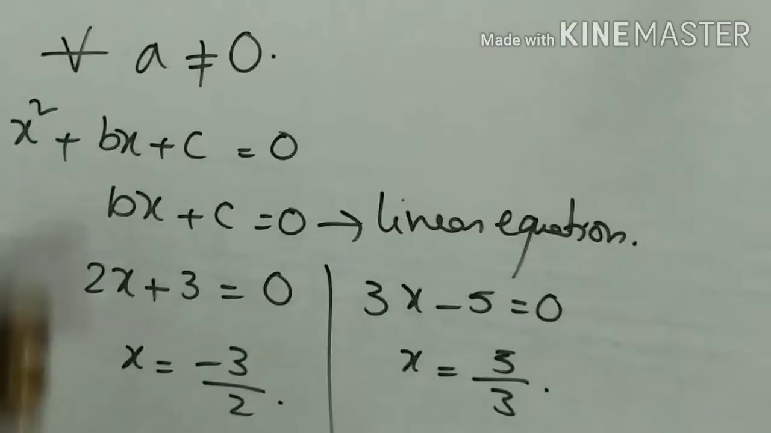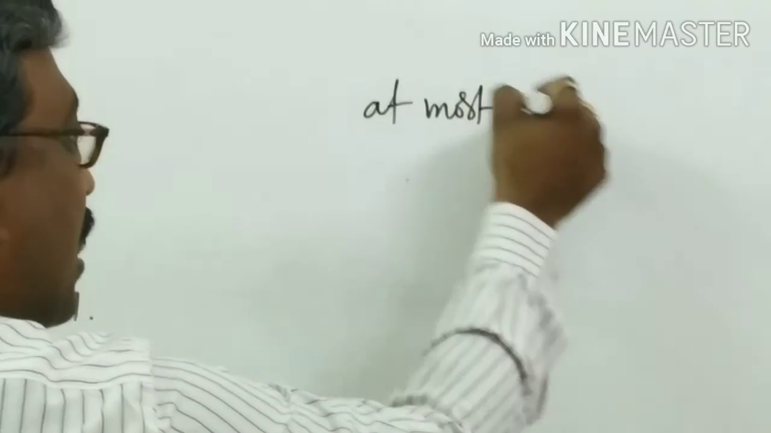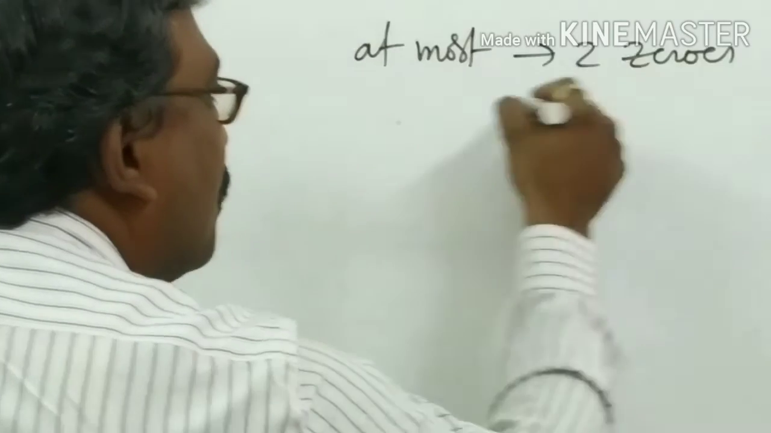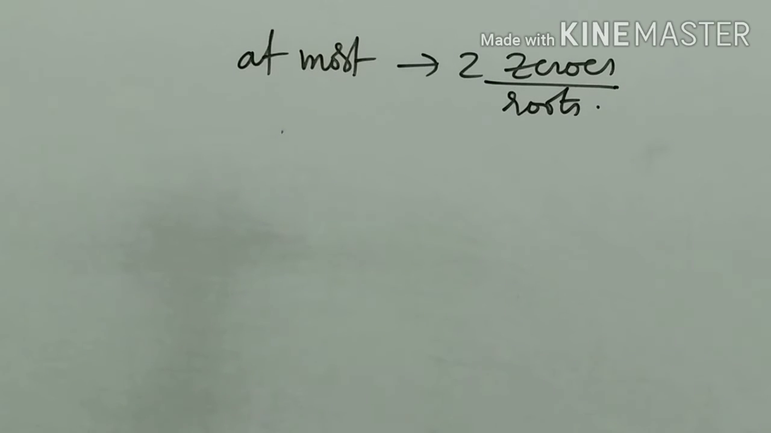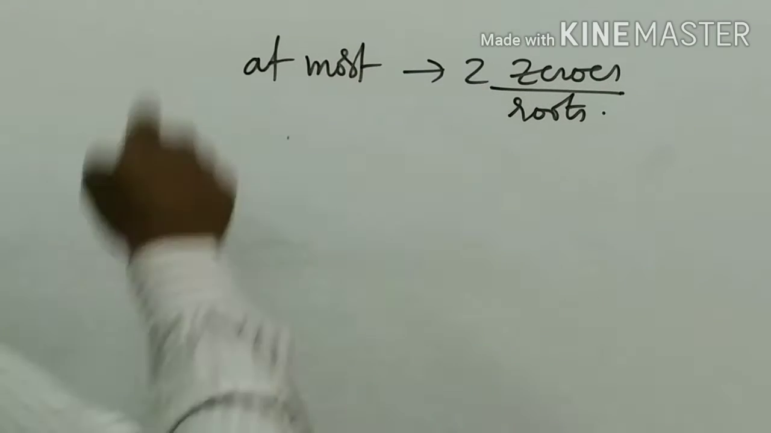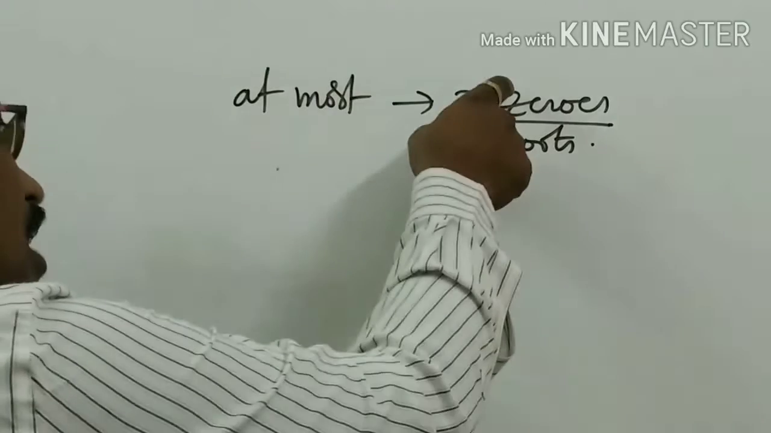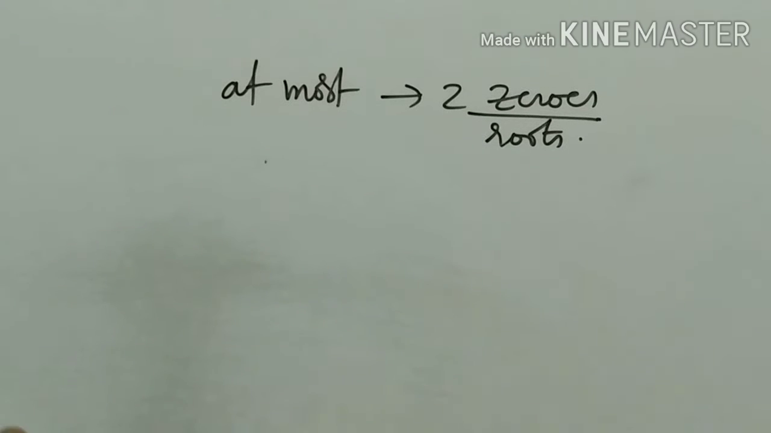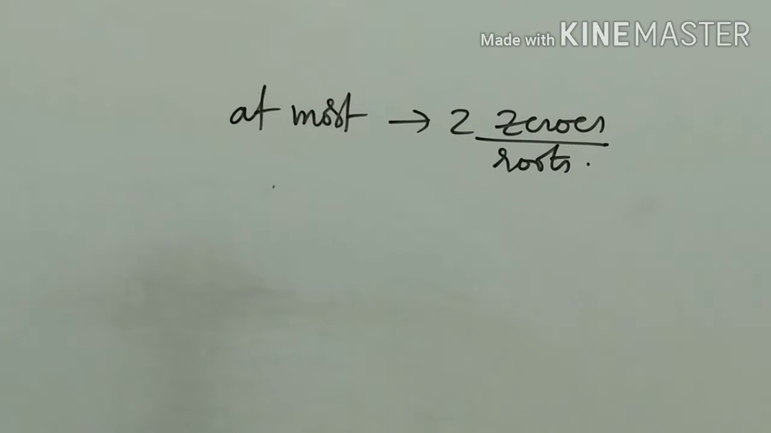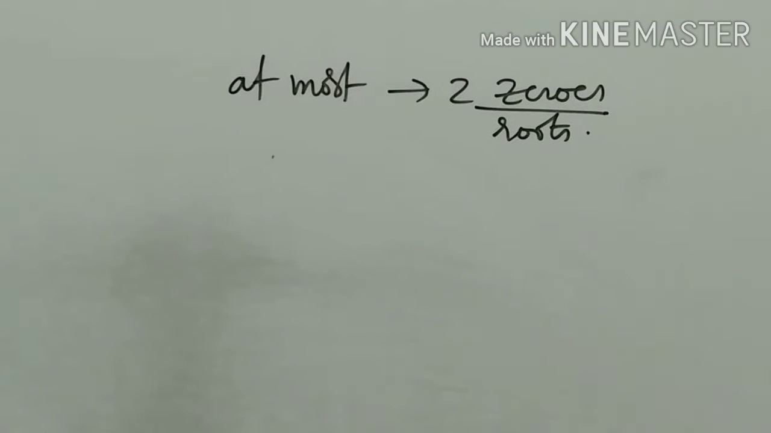1. And for a quadratic equation, the degree is 2, so the number of zeros is at most 2. Zeros are also called roots. Here I used the words at most. That means a quadratic equation has at most 2 roots or zeros. That is, it has 2 roots, or 1 root, or no real root also. We'll discuss this in detail in this chapter.